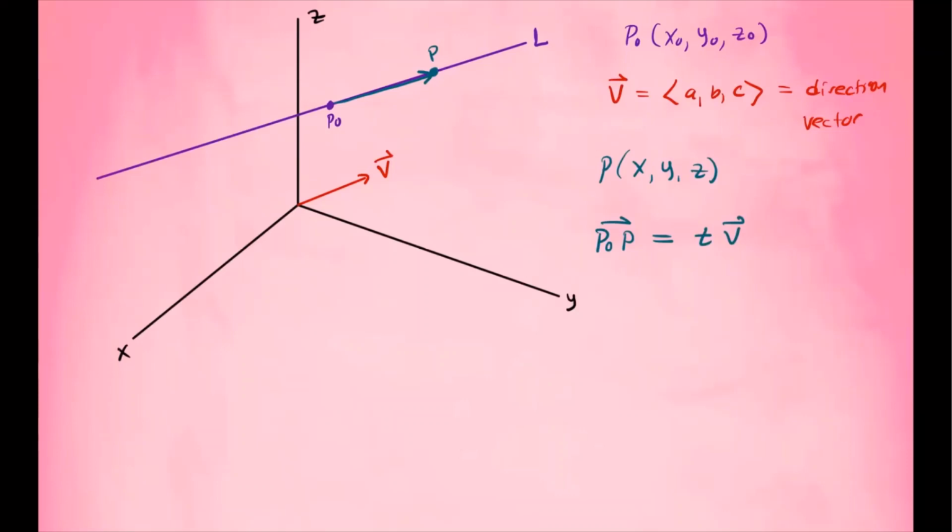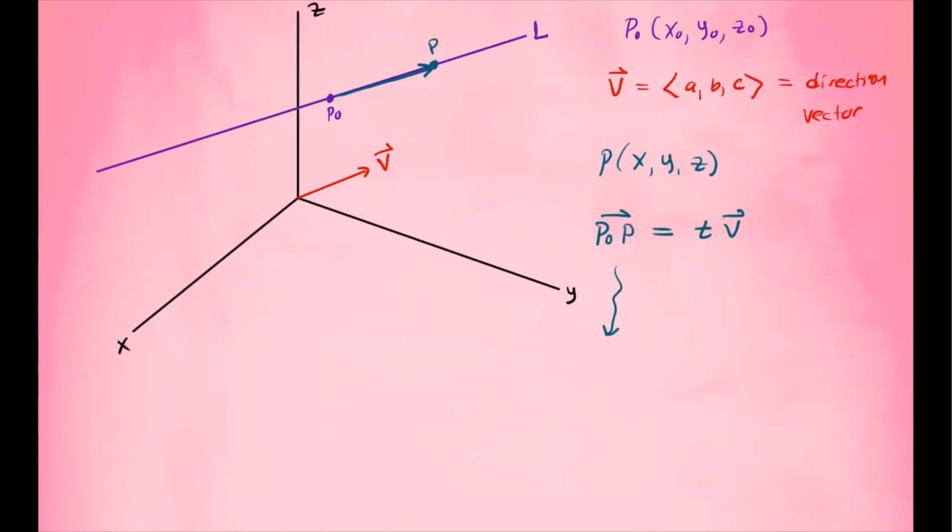Now, how do I get this vector P0 to P? Well, we take its final point and subtract the initial point. So if this is the final point and that's the initial point, we can find the vector. So the vector from P0 to P is going to be x minus x0, y minus y0, and z minus z0. And we know this is going to be a scalar multiple t. t is just any real number.